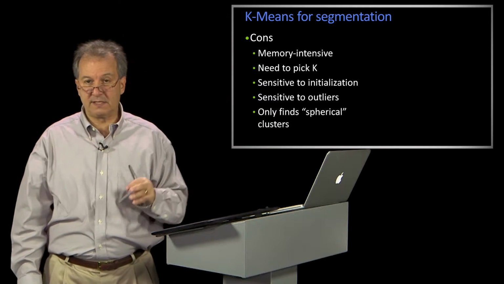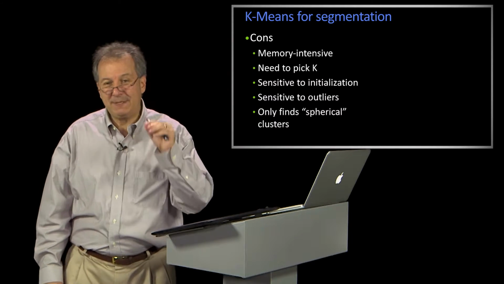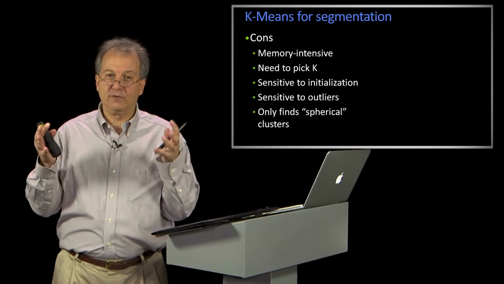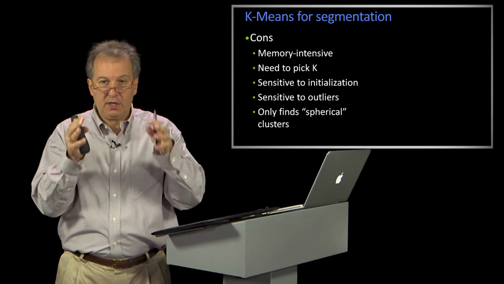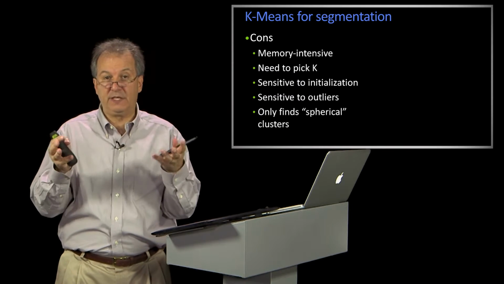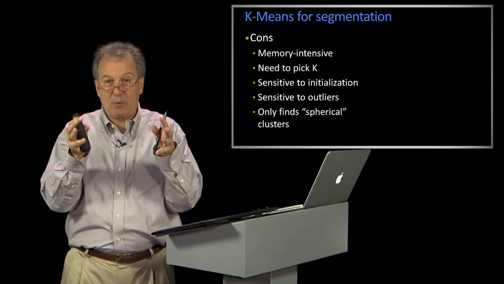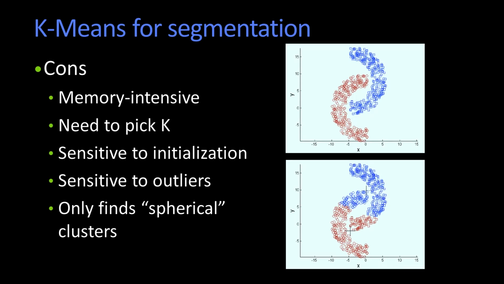It's sensitive to initialization and outliers. And in particular, what it's looking for are nice, essentially spherical clusters where they're spherical in feature space. That is, it doesn't want any point to be too far away. And the problem with that can be illustrated in a figure that looks like this.